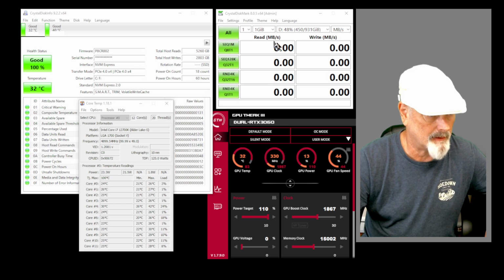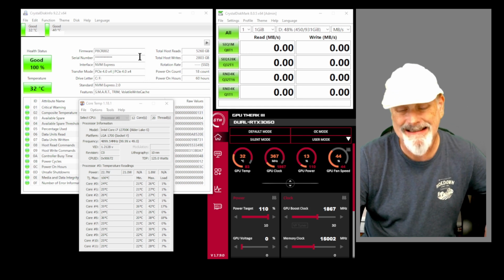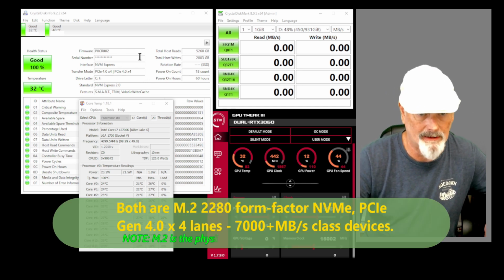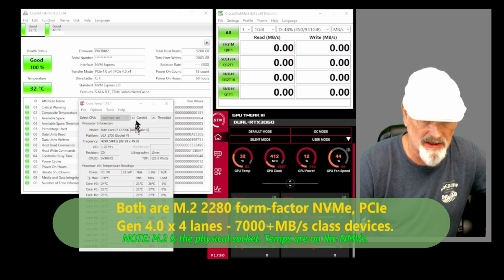Now we have, of course, CrystalDiskMark over here. You can see the version, and over here we have CrystalDiskInfo that we're going to use to look at the M.2 temperatures. I want you to guess which one is in what position and where.